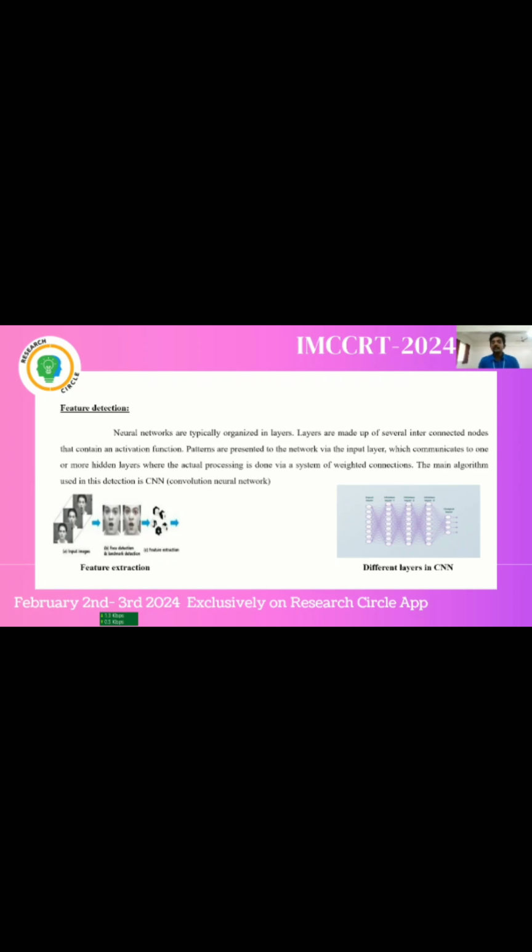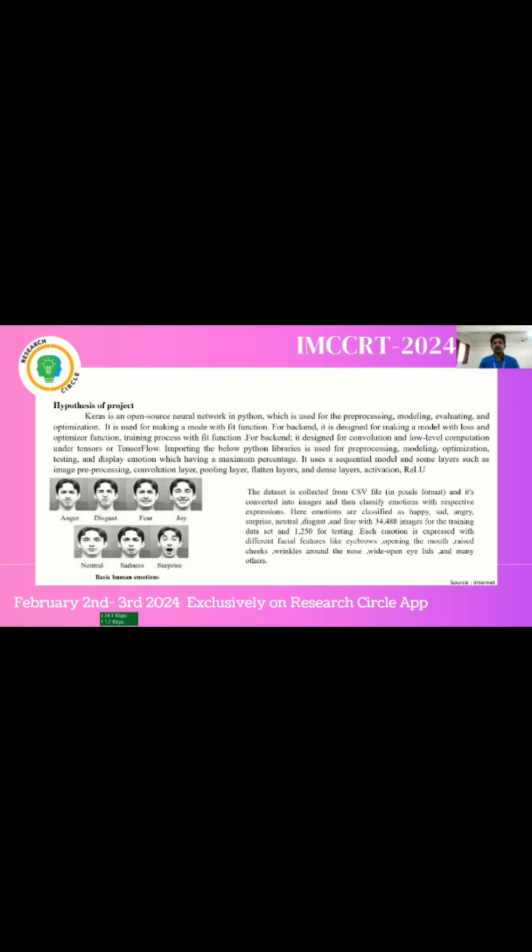And feature extraction. We use CNN because CNN has several layers: an input layer, middle layers, and an output layer. The input layer will take the image as data, separate it into pixels, process them, and give the output. That is the process of CNN. So we use that. The image below shows the different layers in the CNN algorithm.